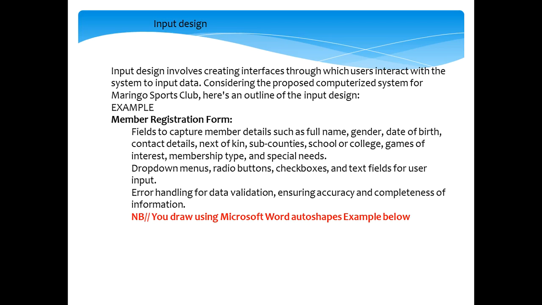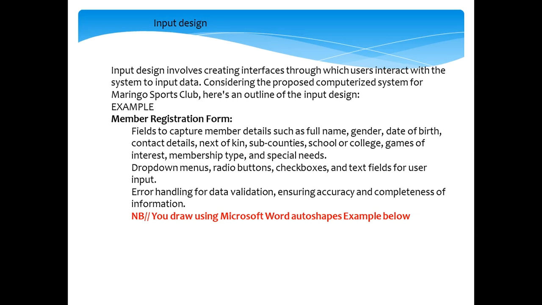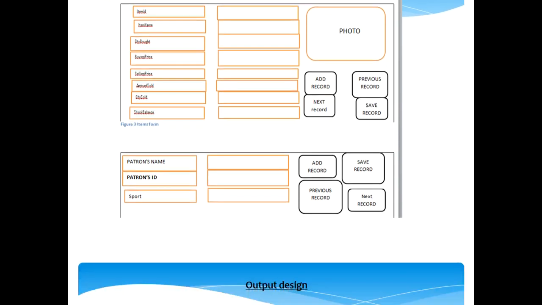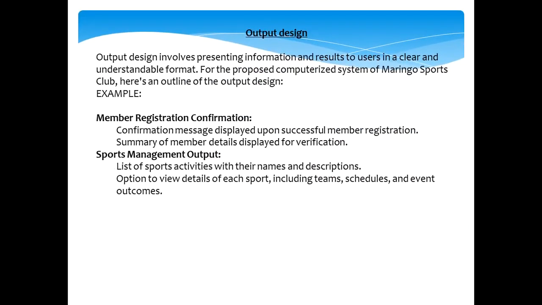Example below. Remember here we are talking about the member registration form as an input device. Try to see what I have drawn. This is a drawing using Microsoft Word. You see now I have drawn that is the form, the member registration form. So you draw around 5 forms.